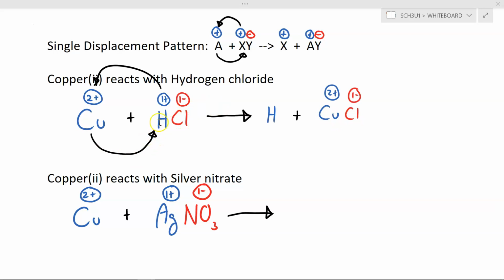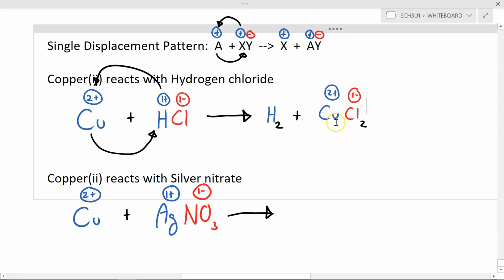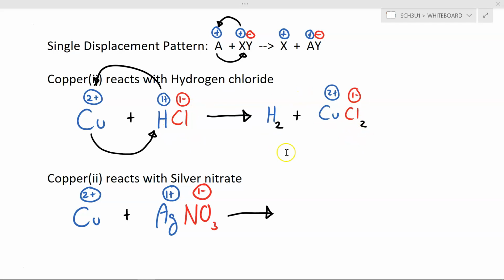It used to be H and Cl stuck together. Now it's Cu and Cl stuck together. But watch out, make sure you follow the zero sum rule. And don't forget that hydrogen is diatomic. This gives us hydrogen gas and CuCl2, so copper 2 chloride. But there's a problem. This reaction doesn't exist.